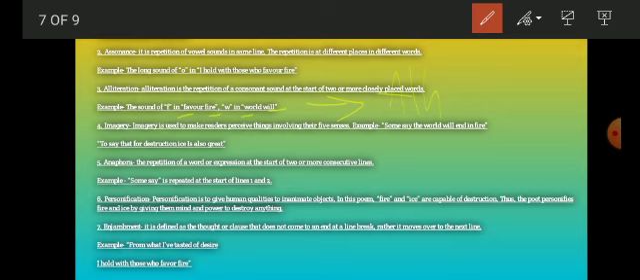The fourth literary or poetic device here is imagery. Imagery is used to make readers perceive things involving their five senses. Example: "Some say the world will end in fire," "To say that for destruction ice is also great." So here the poet symbolizes something, and hence it talks about the destruction, right? So this is an example of your imagery, this and this one.